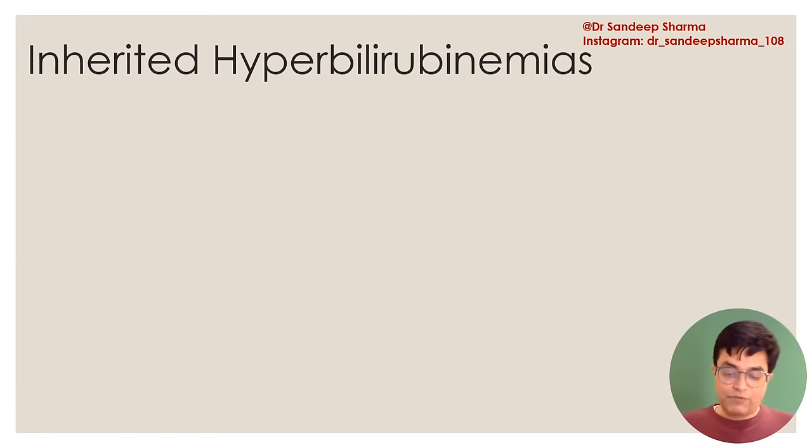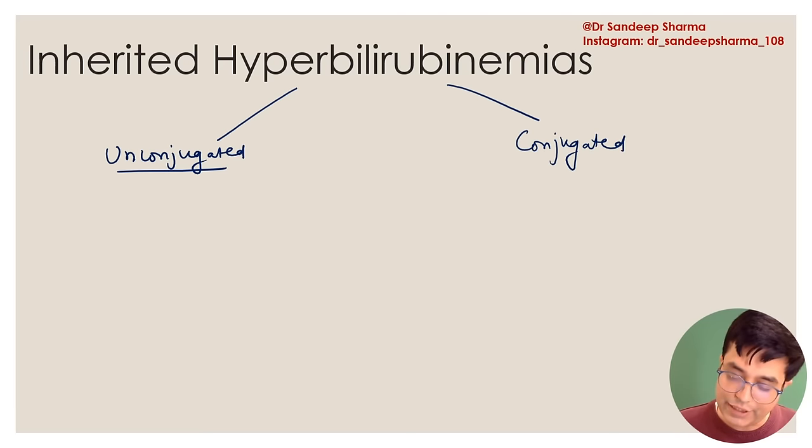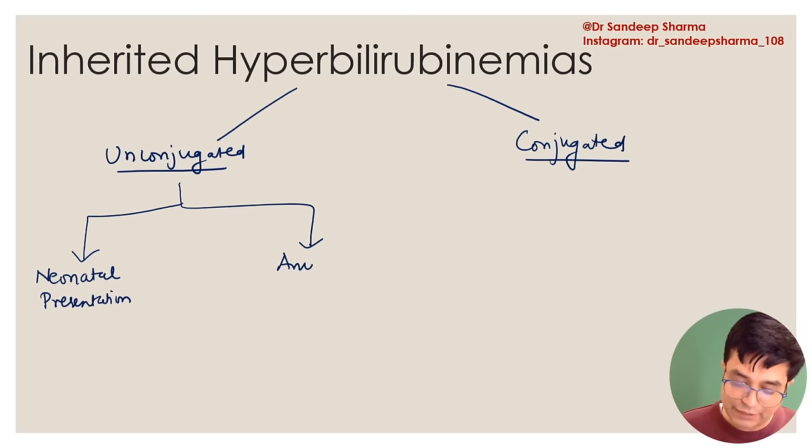Let's move further. Inherited hyperbilirubinemias, if you get a question, I'm not going into the details. Remember, there are two categories. Either they are unconjugated, or second, they are conjugated, right? The unconjugated variety has two further categories. Those which present in the newborn, so neonatal presentation, and those which can present at any time. They can present in the newborn, in infancy, in childhood, even in adulthood.